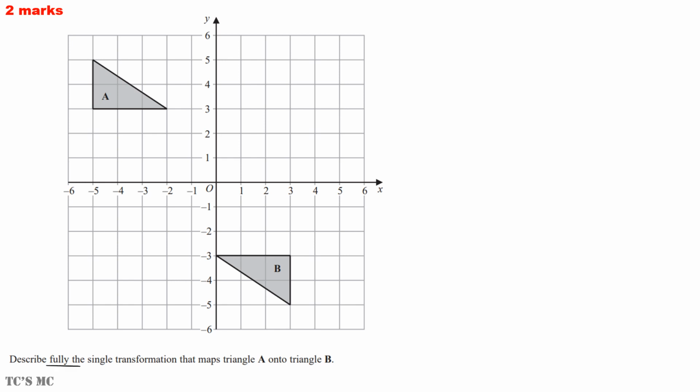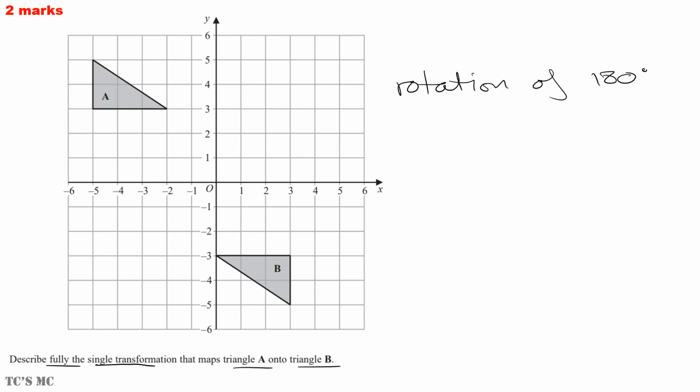Describe fully the single transformation that maps triangle A onto triangle B. A single transformation could be a translation, or a reflection, or a rotation. We can see that triangle A has been turned upside down, so it must be a rotation of 180 degrees. Now we have 1 mark.